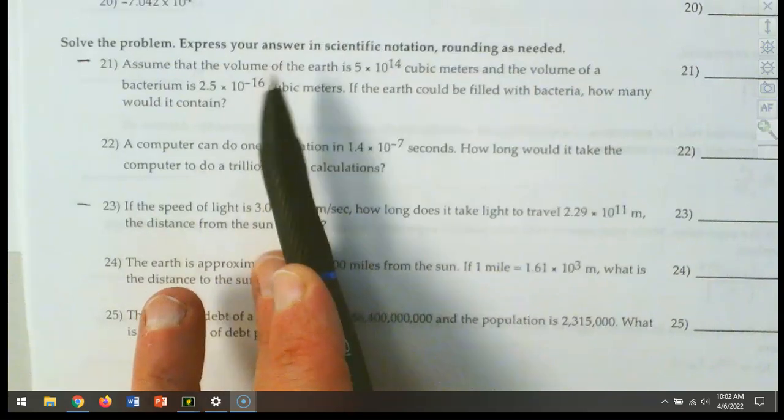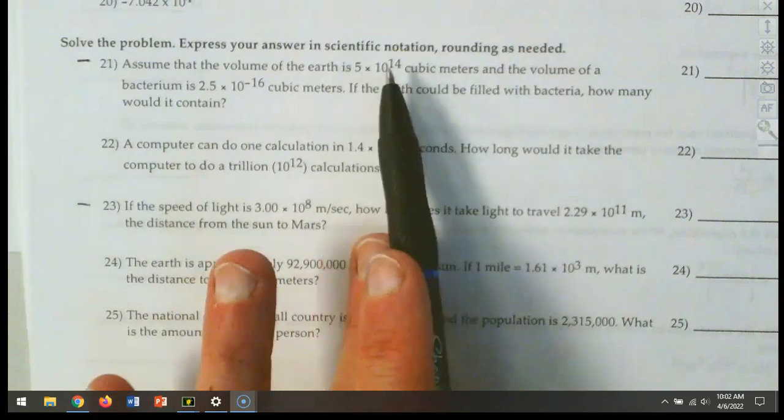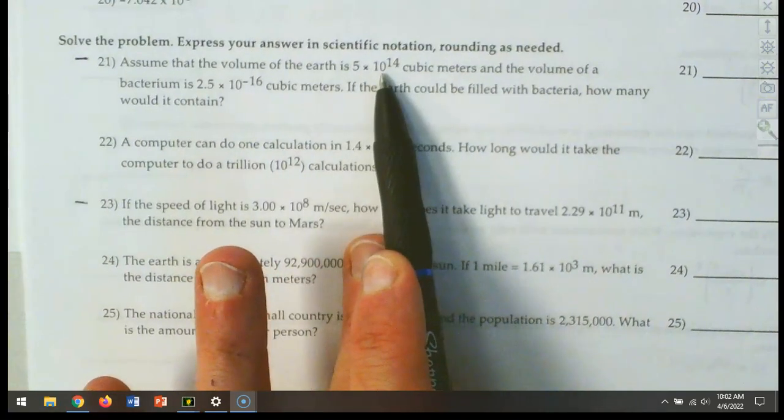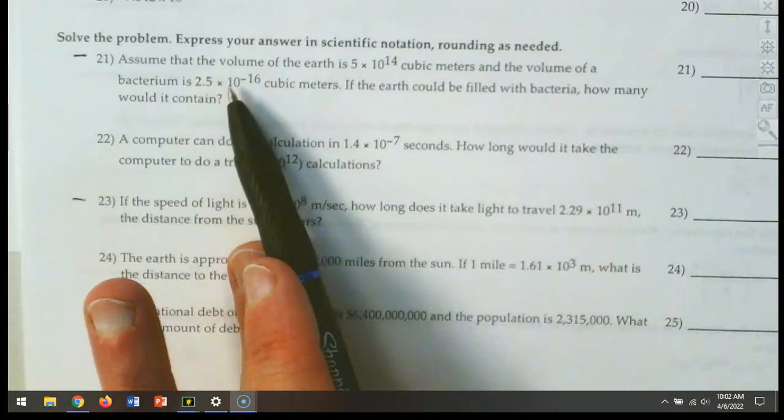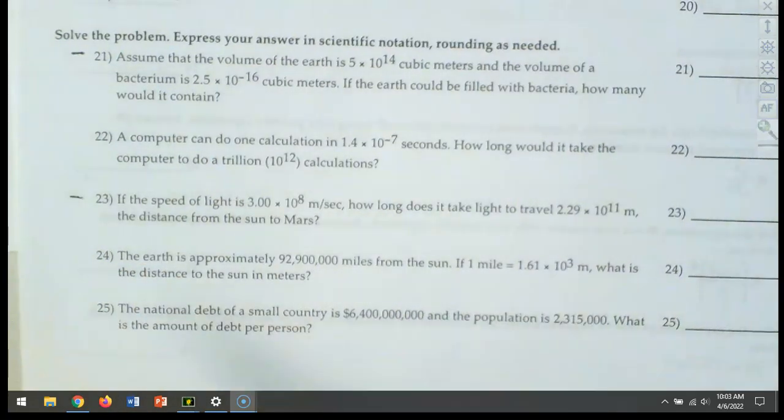I don't want that. It would be less than 1. And we know there's going to be more than one bacteria in this earth. So we're going to divide. We're going to have to take the volume of the earth, and we're going to divide it by the volume of a bacteria. And then that is going to tell us how many bacteria that we can have on the earth. So we're going to divide.